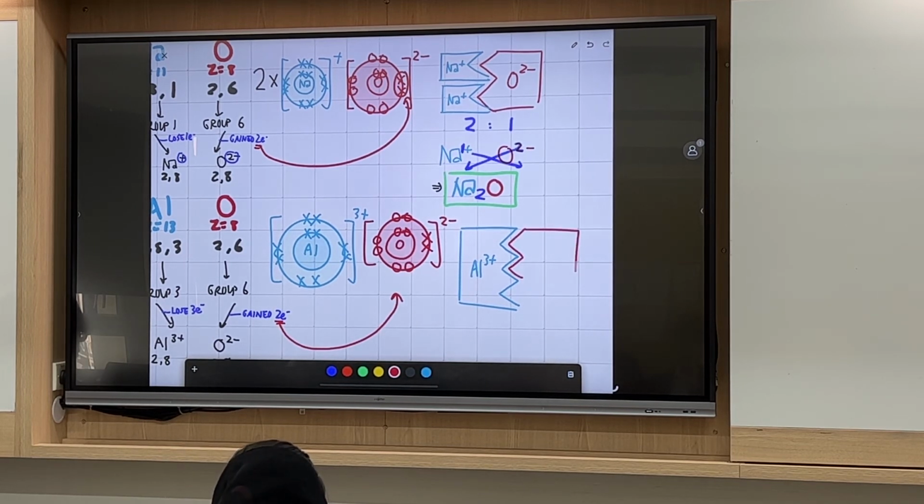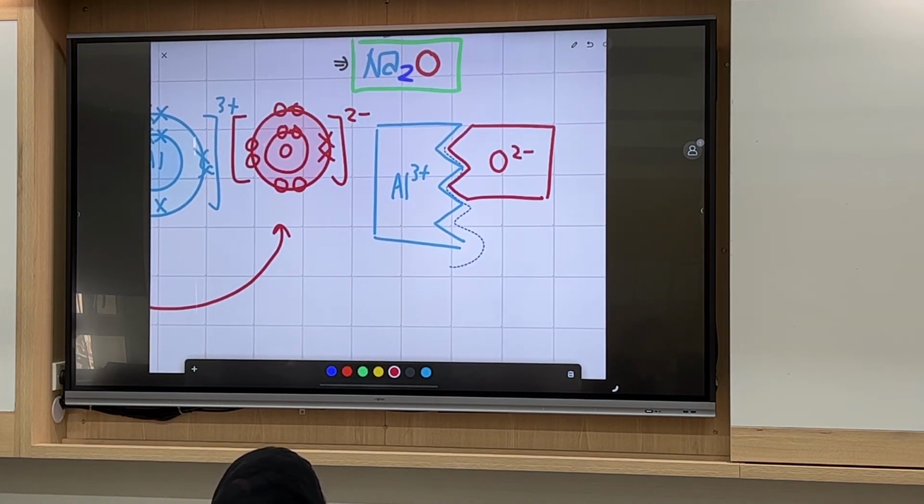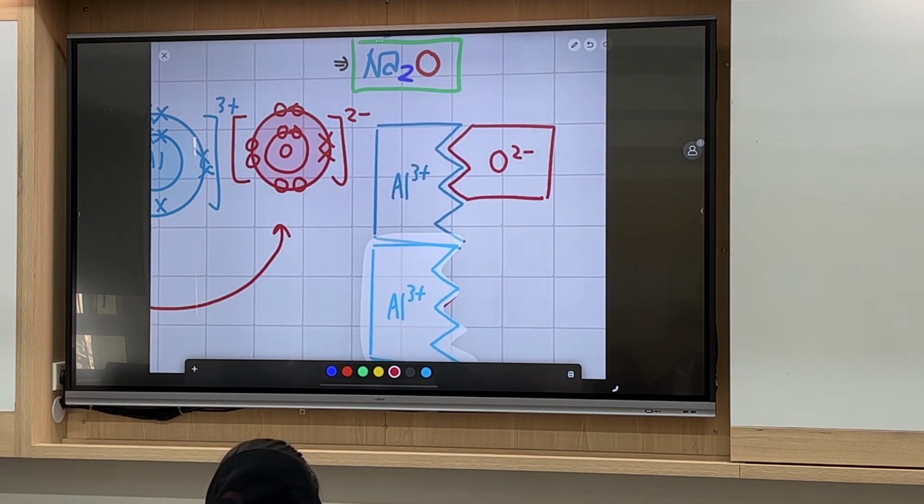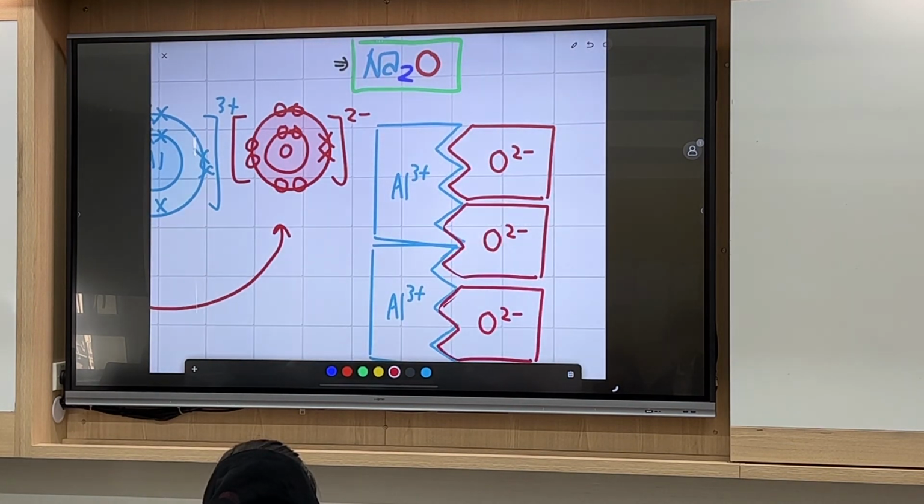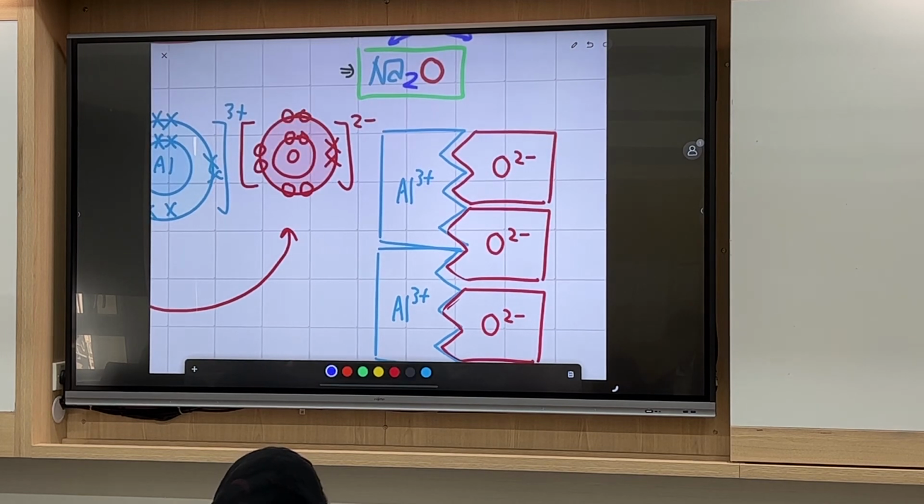Now, just like in kindergarten, when you ask, is this a complete puzzle? No. How many of each puzzle piece do you need to complete this puzzle? You will need 2 Al3+, and you will need how many O2-? You will need 3. Let me show you. You put 2 of these, and you will need 3 of these. And you see, it fits. So the ratio is 2 Al3+ for every 3 oxygen. So this is why it's Al2O3.